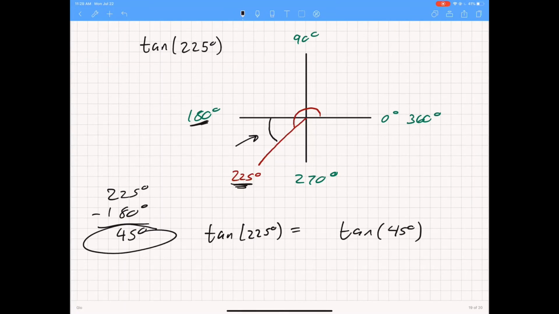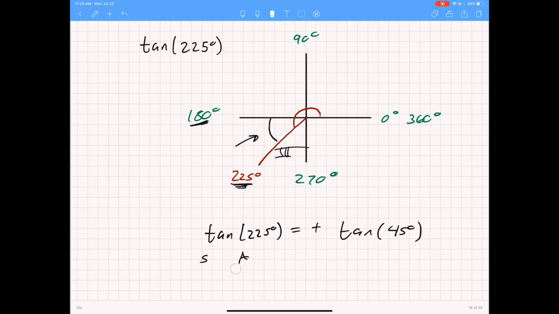And now we have to determine whether this is positive or negative. So 225 is in the third quadrant. And I'll just draw it real quick. All Students Take Calculus. So since we're in the third quadrant, that's Take. So that means tangent will be positive. So tangent of 225 is equal to positive tangent of 45.